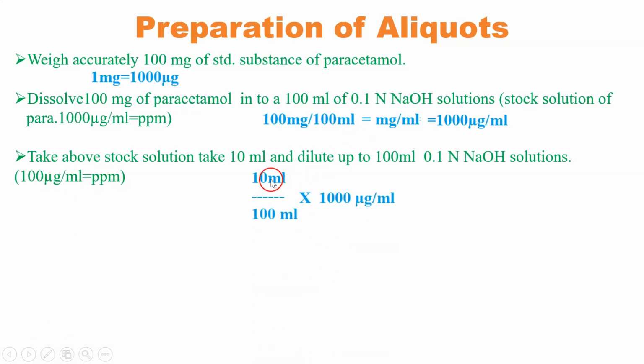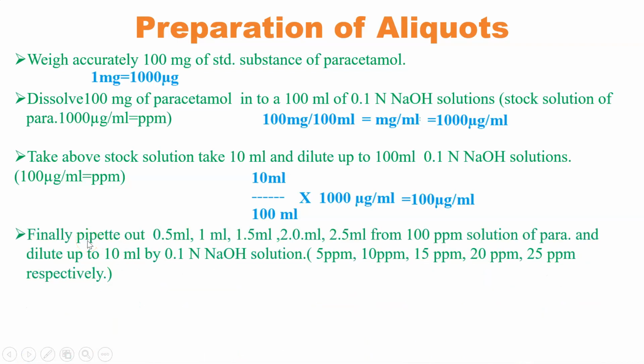See, we have taken 10 ml of the stock solution and we have dissolved it in 100 ml. And the concentration we utilized was 1000 microgram per ml or 1000 ppm. So multiply with the volume and you will get the answer, that is 100 microgram per ml. So this 100 and 10 of 10 and 10 of 1000 will cut, and now it will remain 100 microgram per ml or 100 ppm solution.